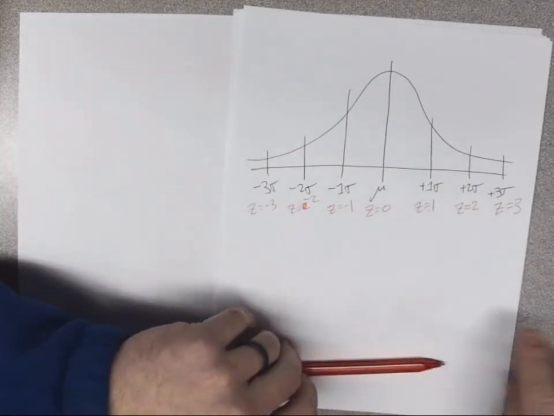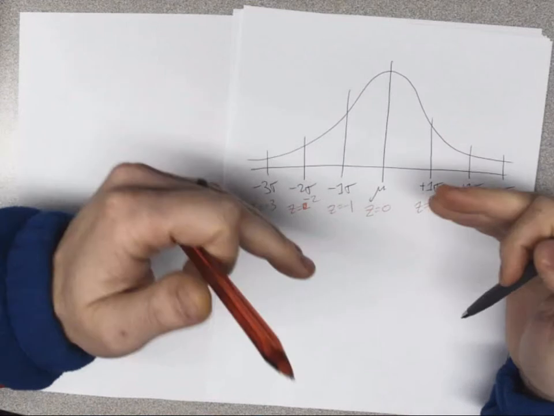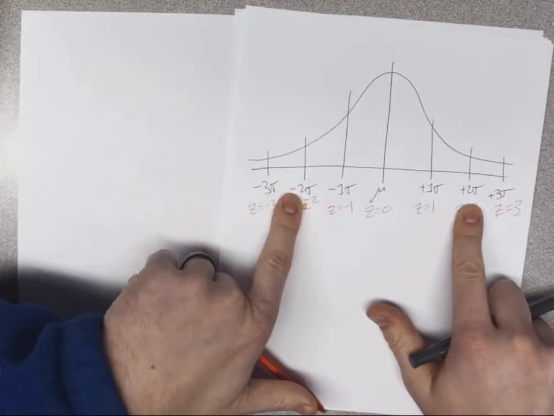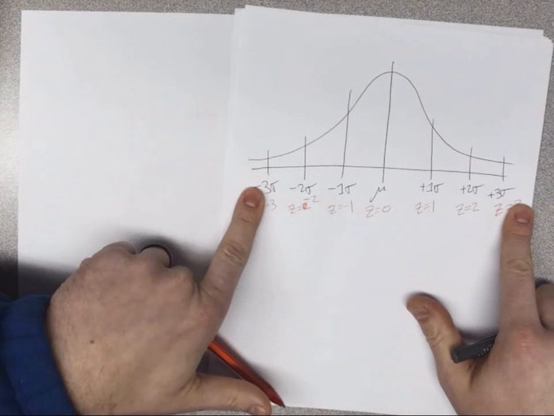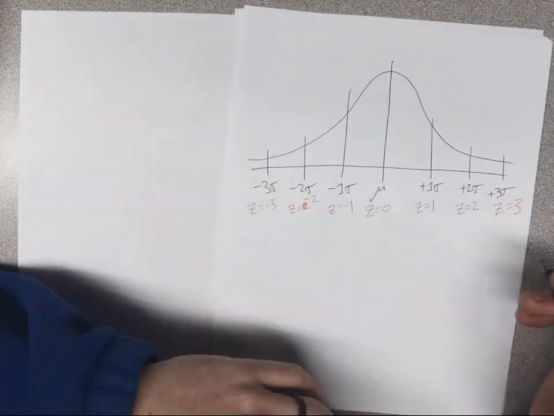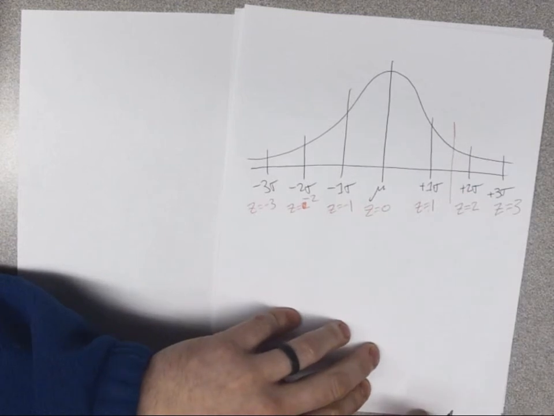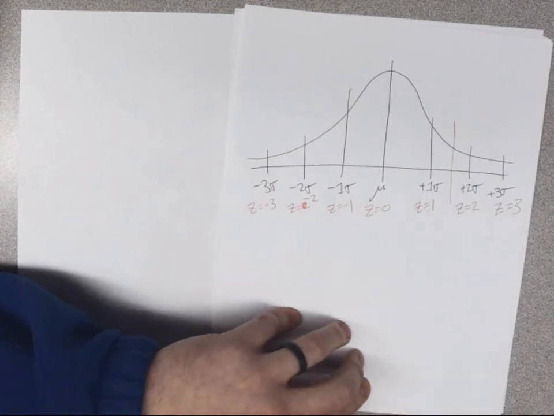Now what we're going to be focusing on, it's still important to understand that 68% lies here, 95% lies here, and 99.7% lies here. But now our big goal is going to be looking at something in between all these values. That's it for now.